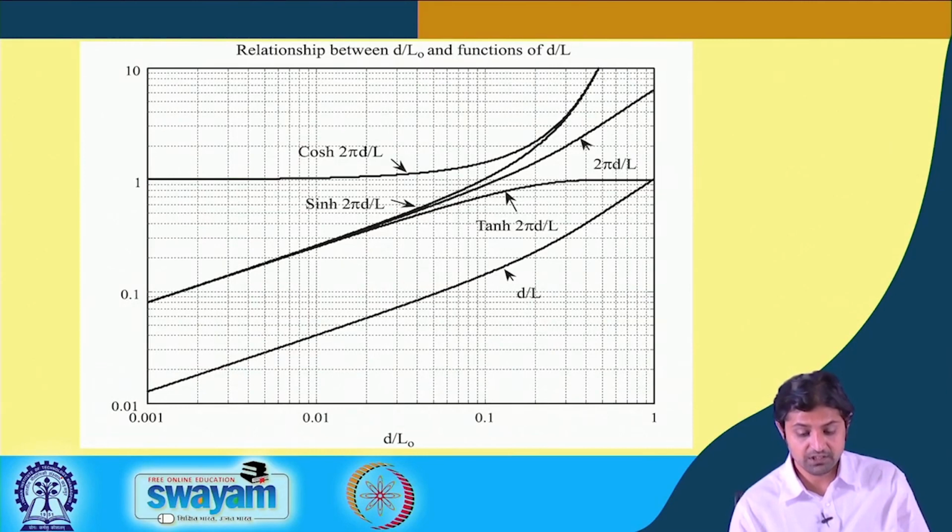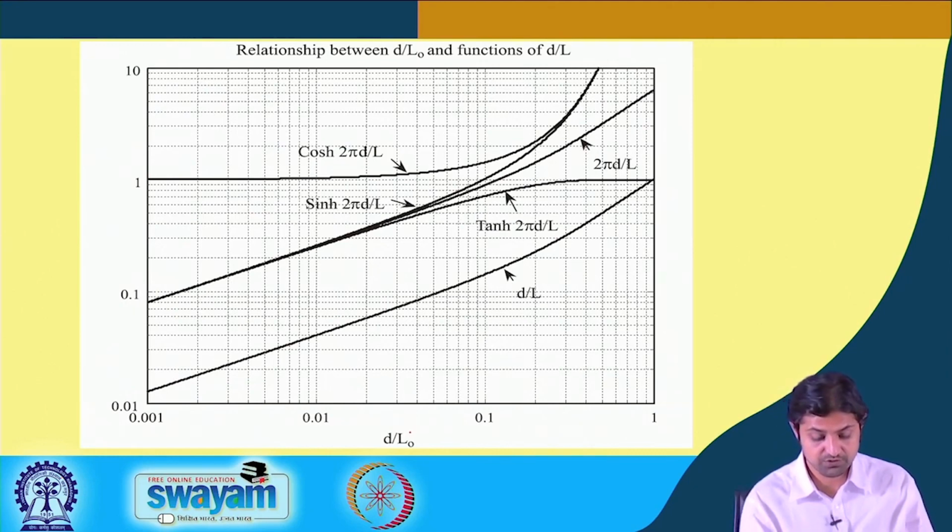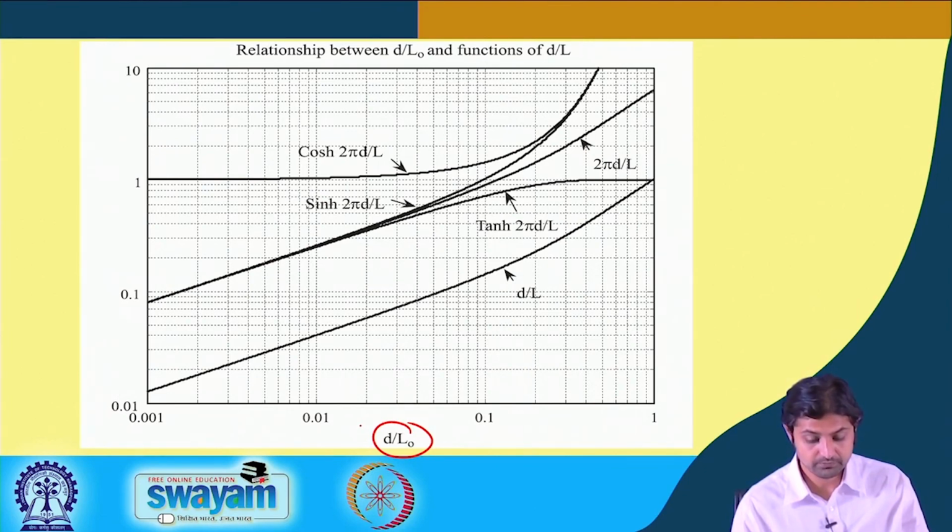So, this is the curve which denotes the relationship between d by L and d by L naught. The right hand side shows d by L naught.